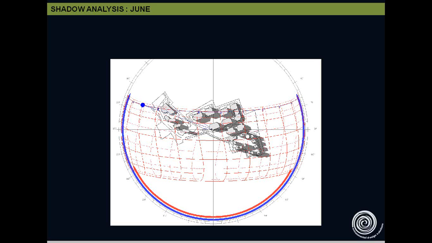Basically, this slide shows how the shadows will move on the site, which are the overshadowed areas, and which are the undershadowed, overexposed areas which require shading.